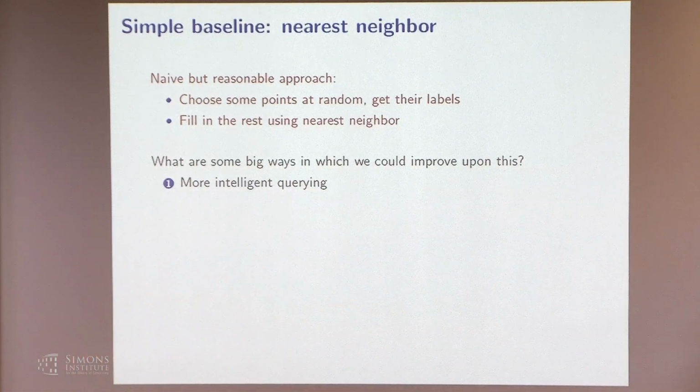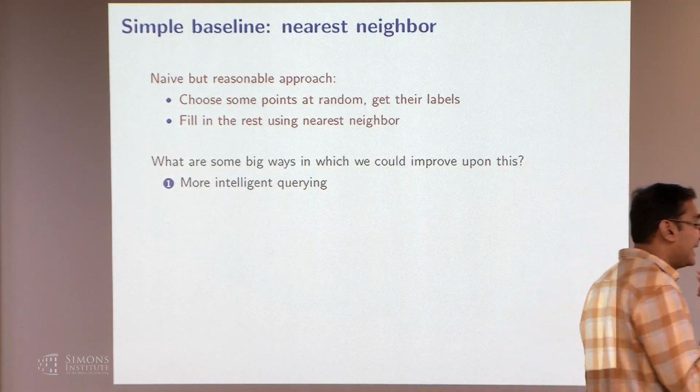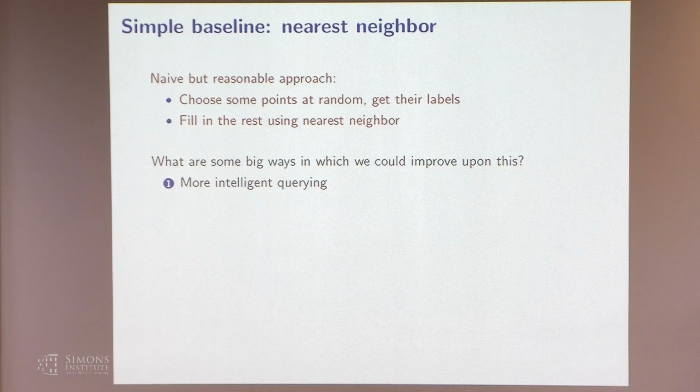The second is that methods like nearest neighbor, non-parametric methods of this form, don't have great rates in high dimension.